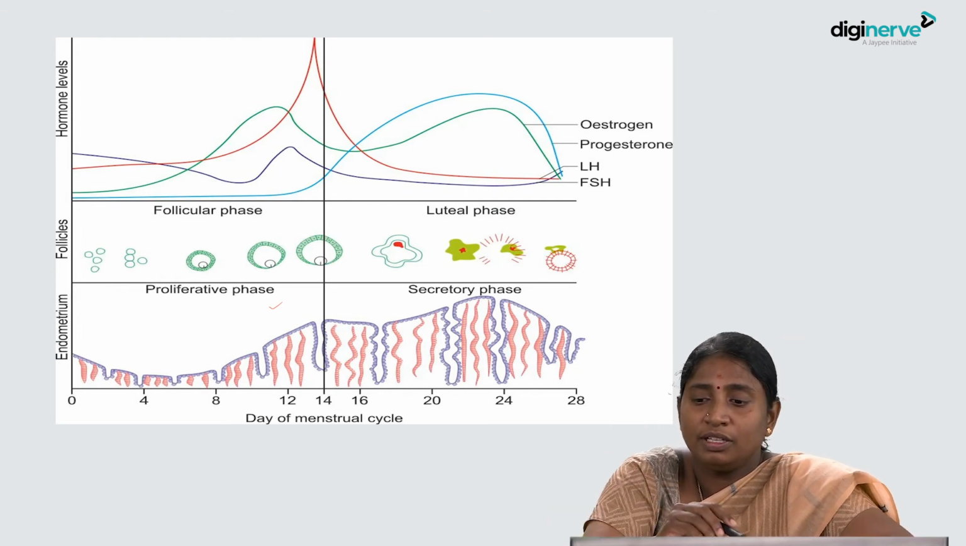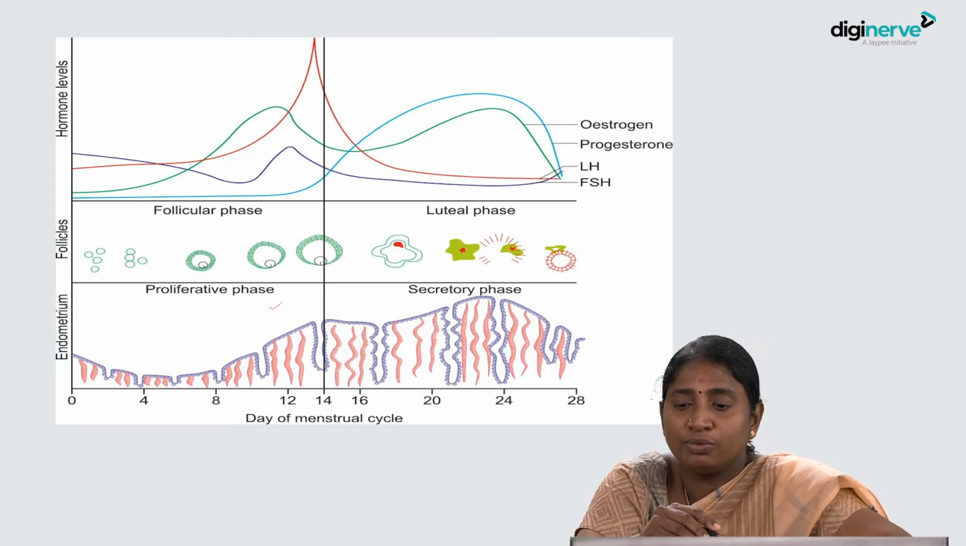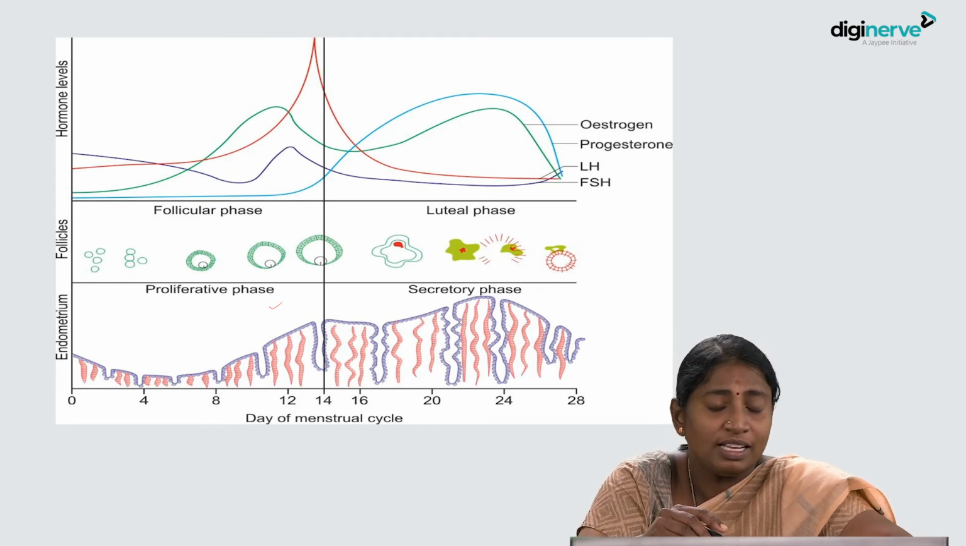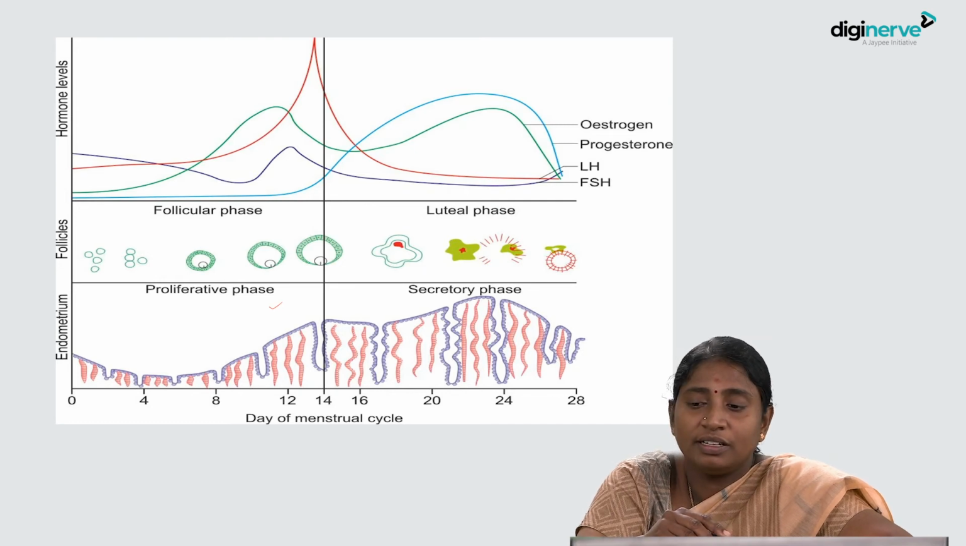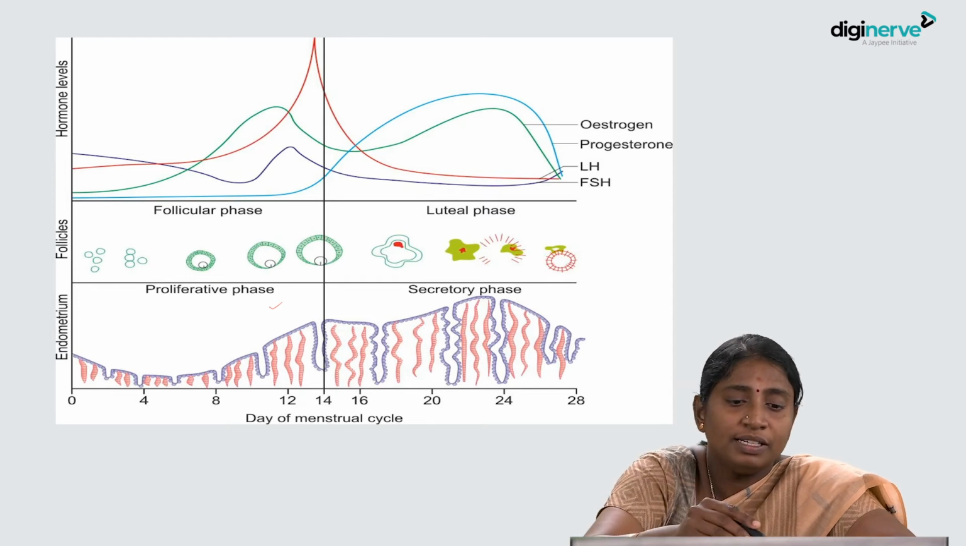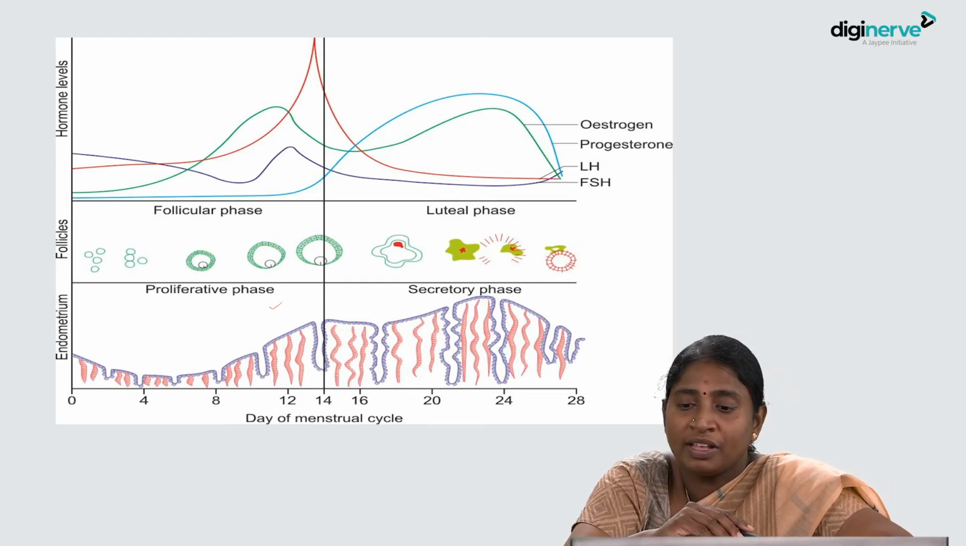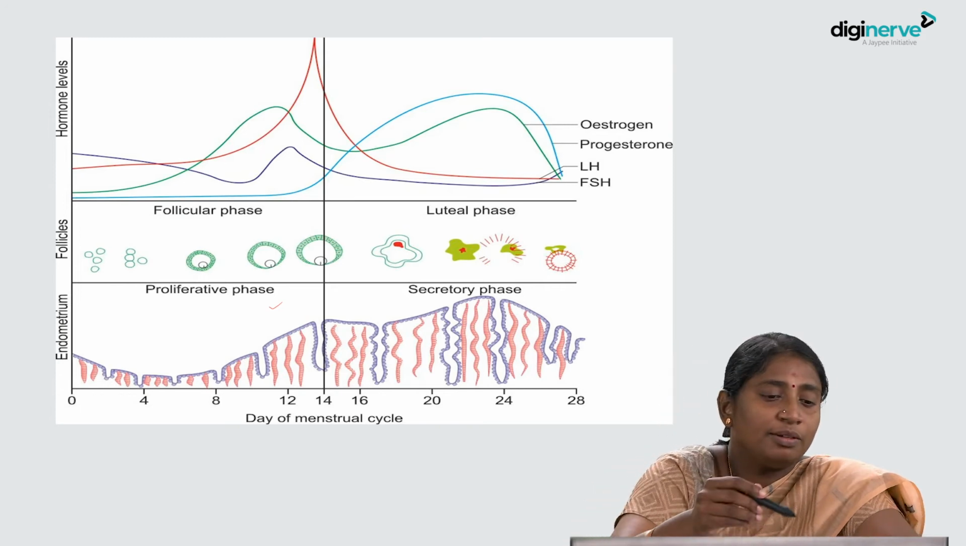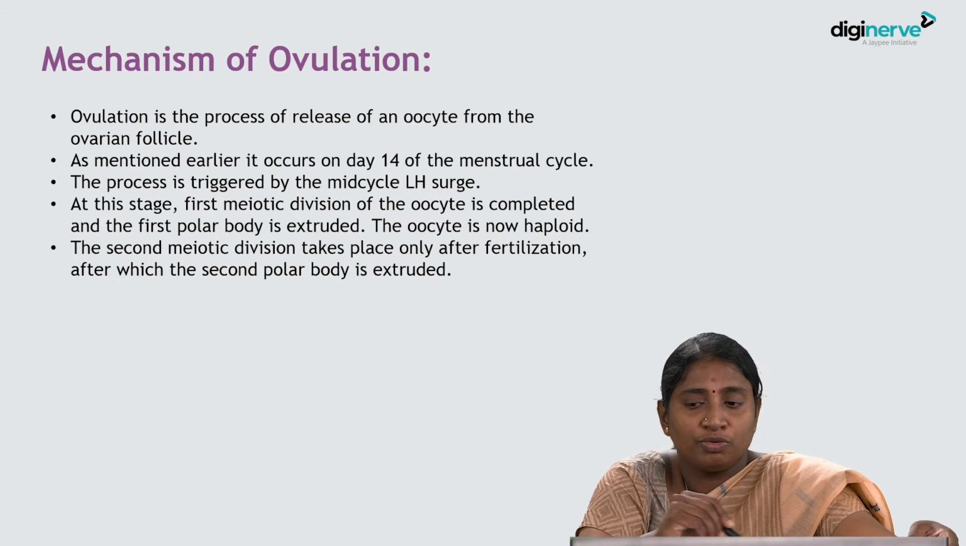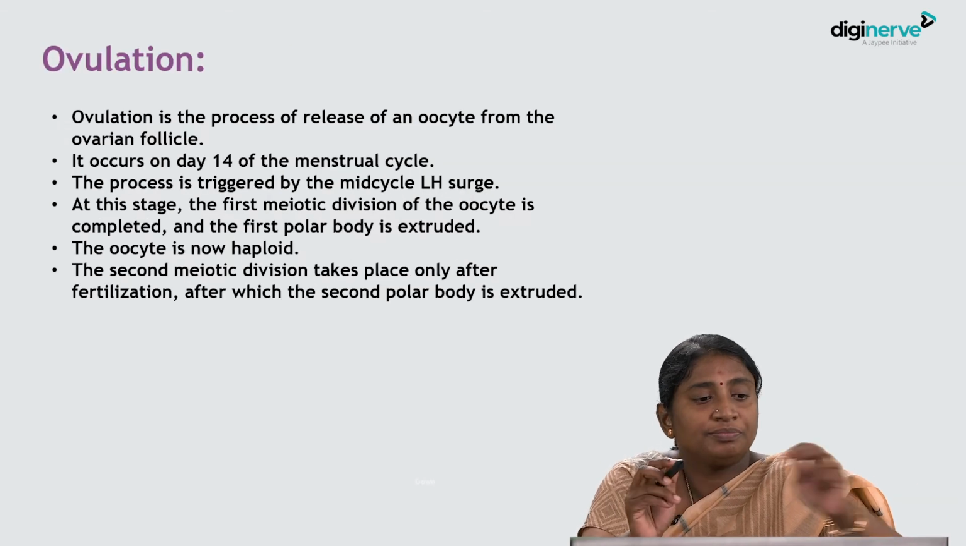As you all see, ovulation is the process of release of the oocyte from an ovarian follicle. As mentioned earlier, it occurs on the 14th day of the menstrual cycle. The process is triggered by the mid-cycle LH surge. At this stage, the first meiotic division of the oocyte is completed and the first polar body is extruded. The oocyte is now haploid. The second meiotic division happens after the fertilization process. This is the process of ovulation as I explained earlier.